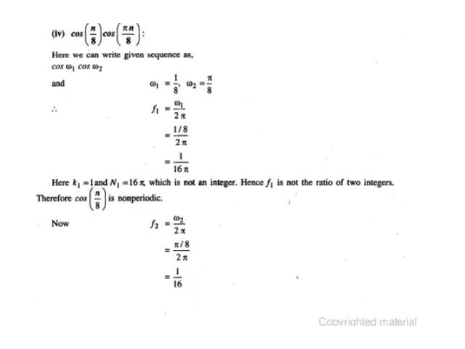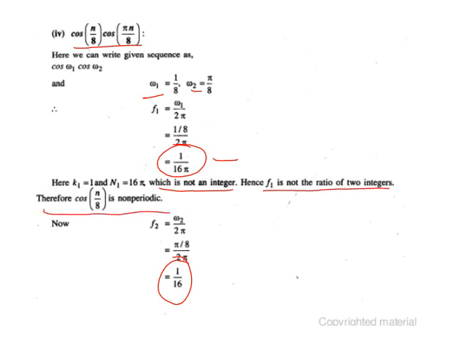Now next, let us say there is a multiplication of the two signals. So what we do in this case, we calculate both the omegas, omega 1, omega 2. So f1 is 1 upon 16 pi, f2 is 1 upon 16. So f1 is not a ratio of two integers, therefore it is not periodic.